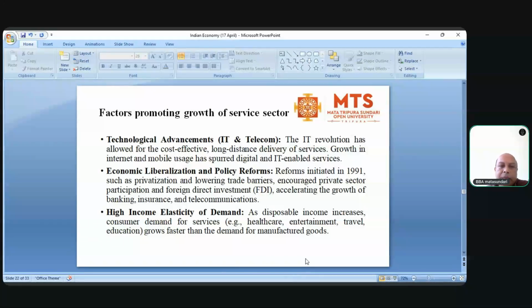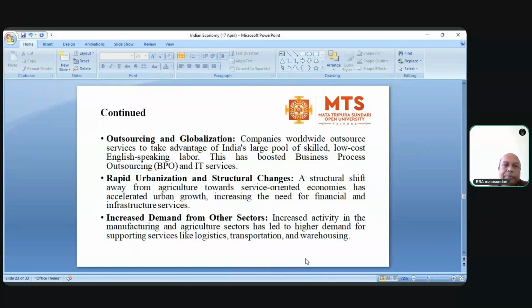At the same time, income of people is also increasing in India, and per capita income of people is also increasing, and demand for services provided by the service sector is also increasing. It is also helpful for growth of the service sector because demand for services provided by the service sector is increasing day by day.